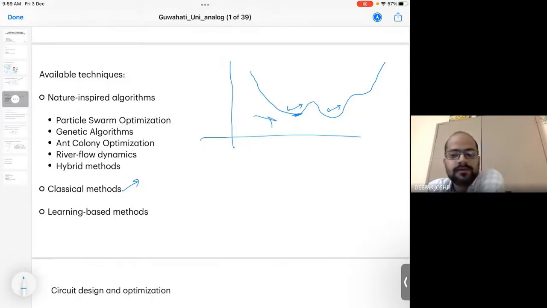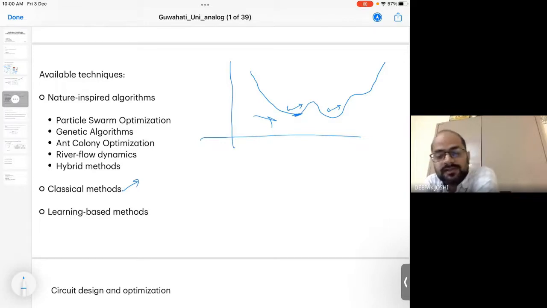Okay, and it restricted designers from further using such algorithms, which have the restriction of the cost function being in the form of a convex function. So what happened is that they shifted to nature inspired algorithms. Nature inspired algorithms are such as particle swarm optimization, genetic algorithm, ant colony optimization, river flow dynamics, and hybrids of such methods.